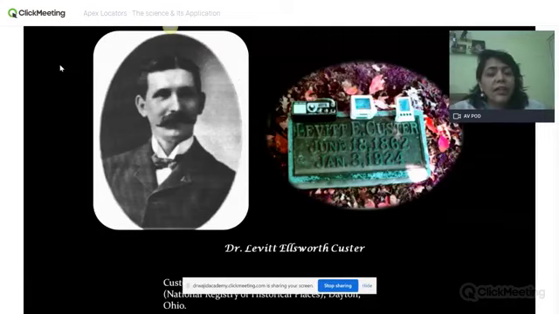A session on electronic Apex locators wouldn't be complete without giving due credit to the person who initiated, who thought about it years ago in the year 1918, Dr. Levitt Ellsworth Custer. The picture shows the 3 generations of Apex locators that were in vogue at that time.